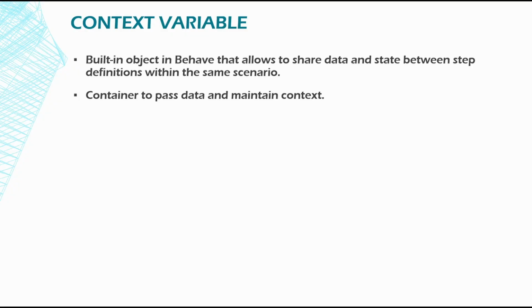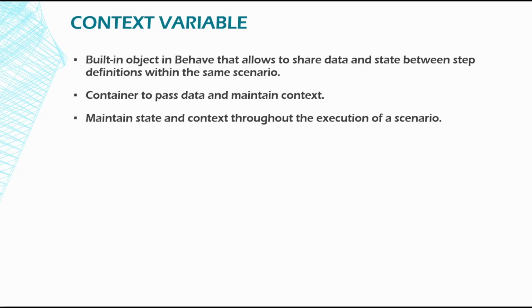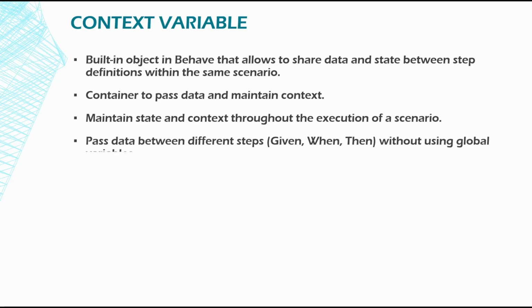It allows us to maintain state and context, and this makes it possible to pass data between different steps like our given, when, and then, without using global variables or function arguments. The context variable object can be used to store variables and share information, and helps during interaction with our application under test.